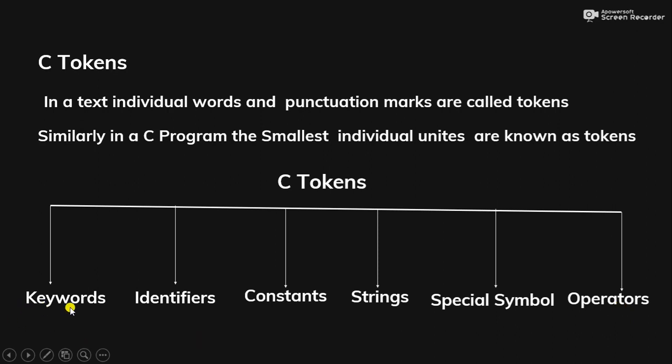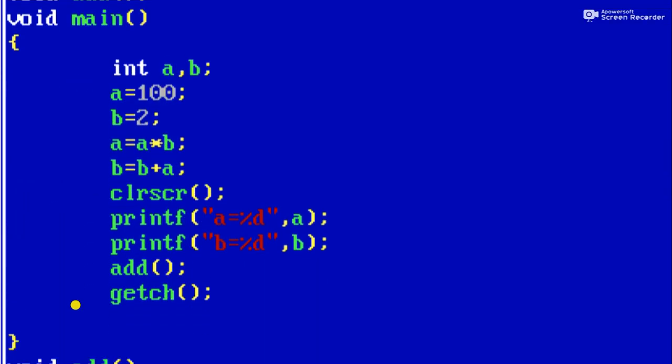And these keywords are special words which have their own meaning, and in C we have 32 keywords, and these 32 keywords each have their own use and meaning. So in the next slide we are going to use a C program, and in this sample C code we are trying to identify the different types of C tokens.